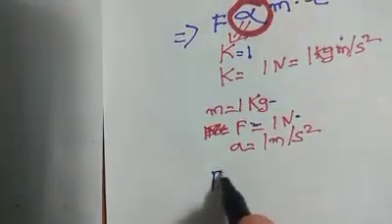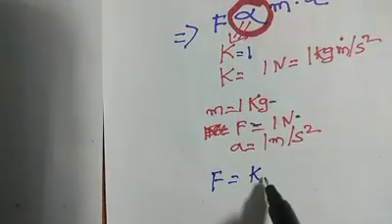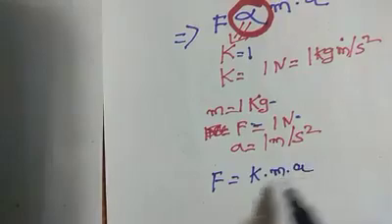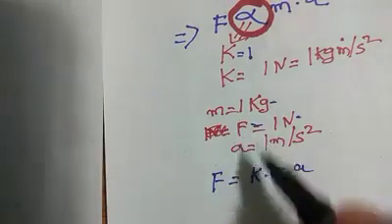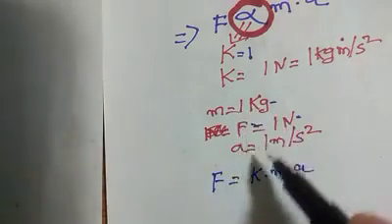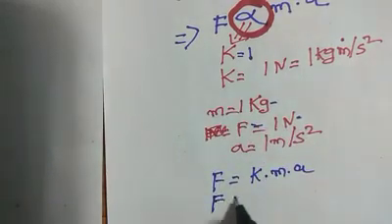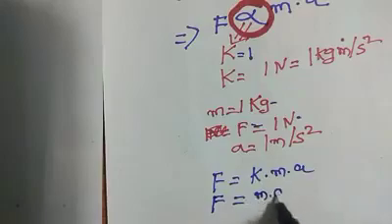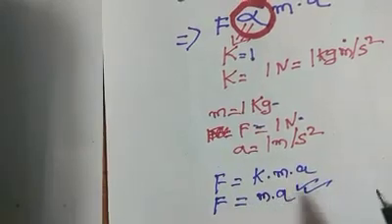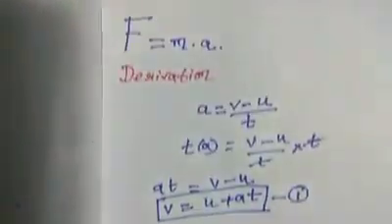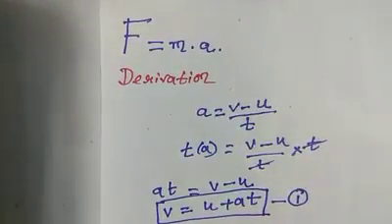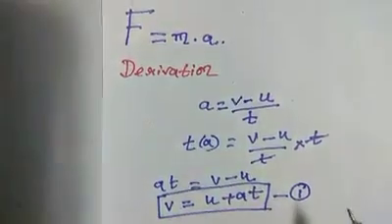So if we replace this, force equals kma. And because we already know that k can be replaced by single units of mass, force and acceleration, we get force equals mass times acceleration. And this is what we started this video with. So let me give you a basic summary of that. Force equals mass times acceleration.